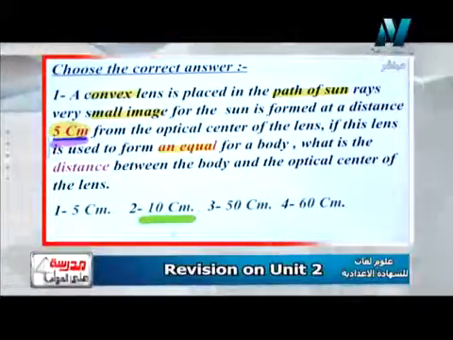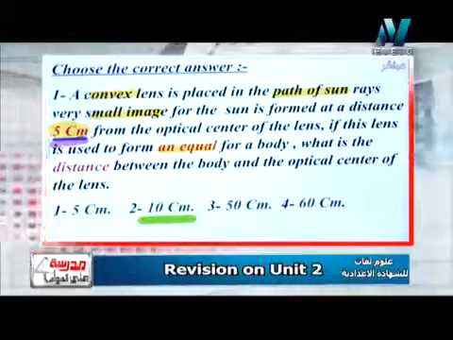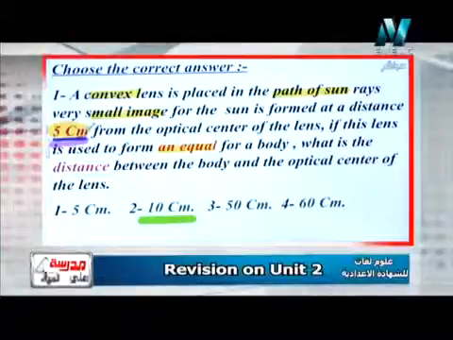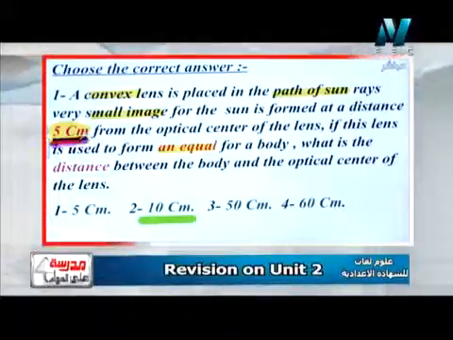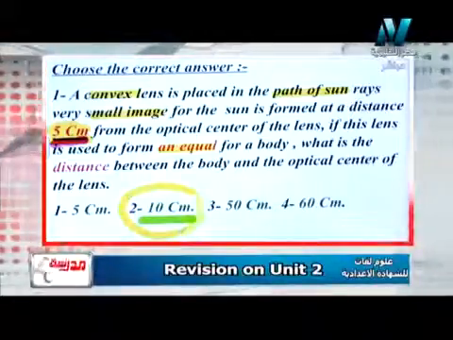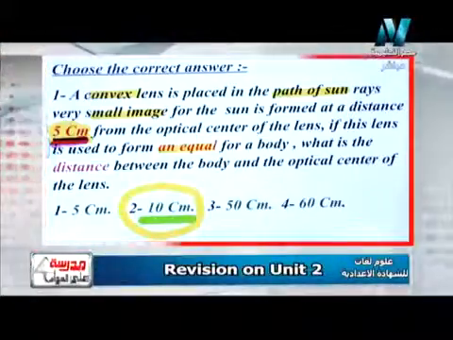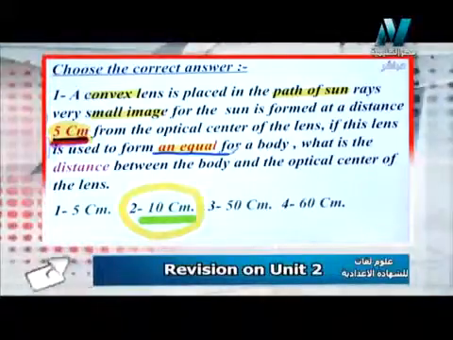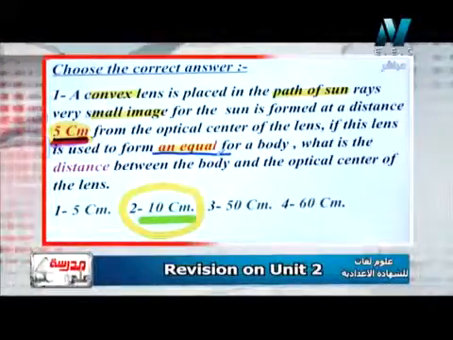So we will choose how many? 10 centimeters. Why? Because we know from the first point in this choose as focal length equal 5 centimeters, so double focal length equal how many? Equal 10 centimeters to get what? To get an equal object and image at size for each other.